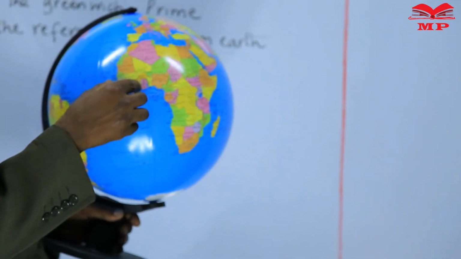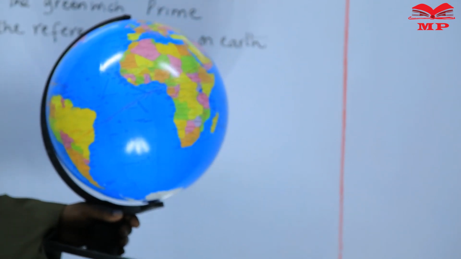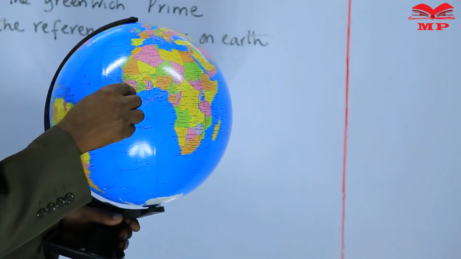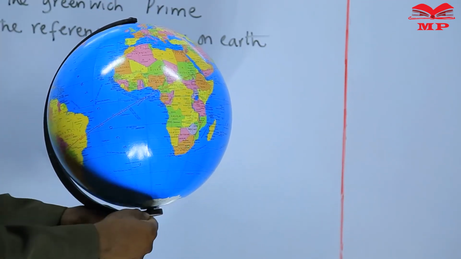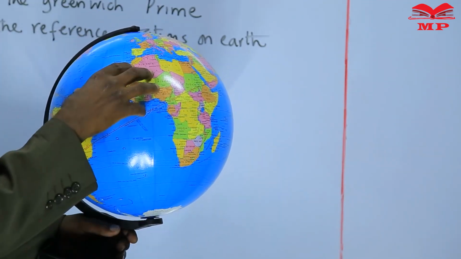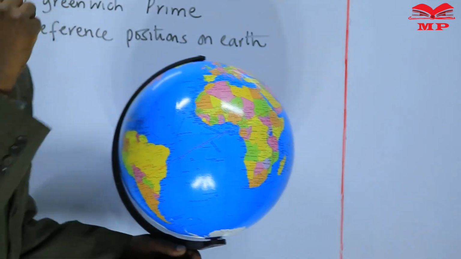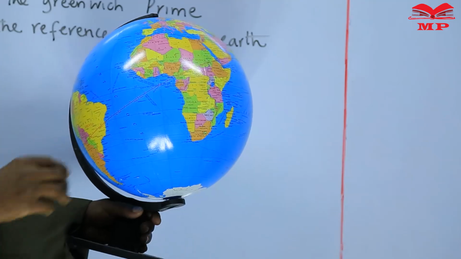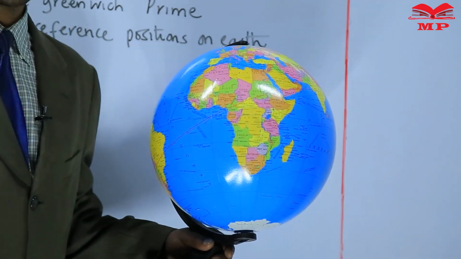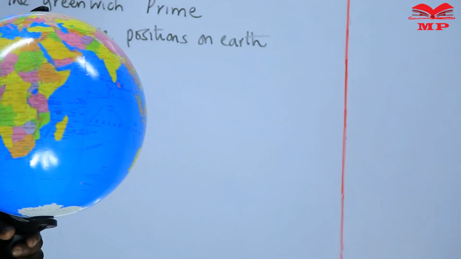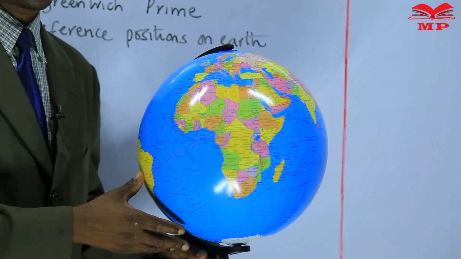It happens to pass near a place in Accra. Some of you know where Accra is, in Ghana. I'm talking about this line. This is the Greenwich Prime Meridian. It was named that because it passes near a place called Greenwich in London. Its reference degree is 0. So it is that line that goes through that.